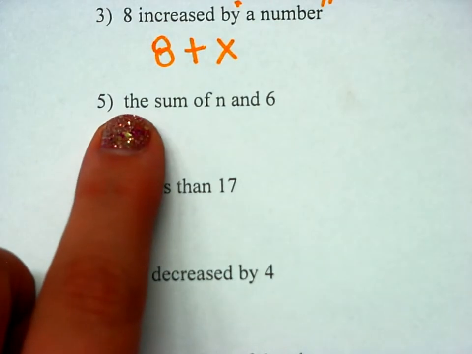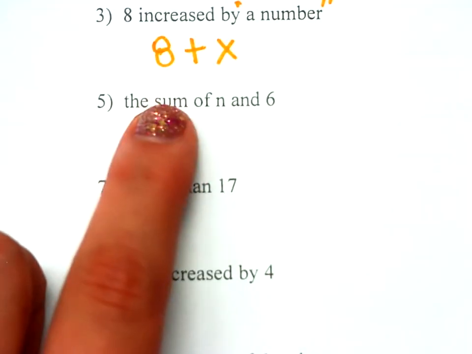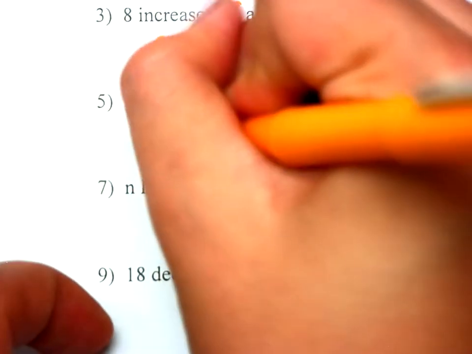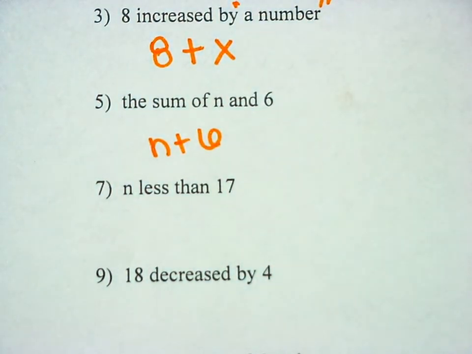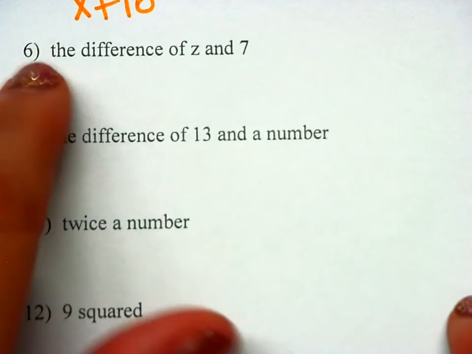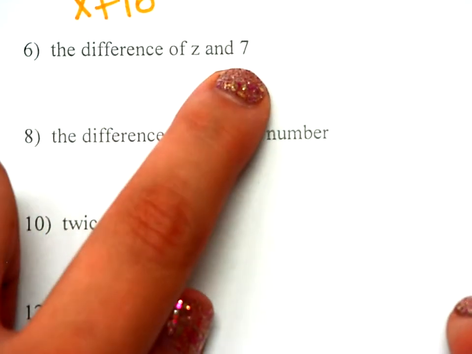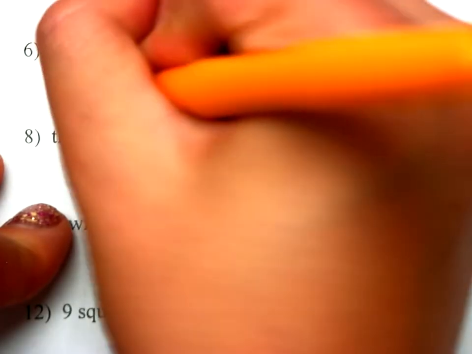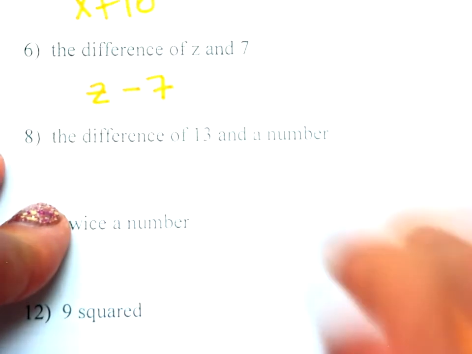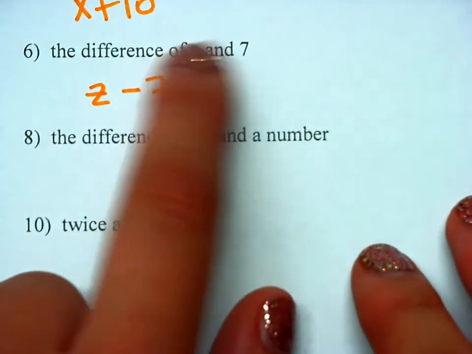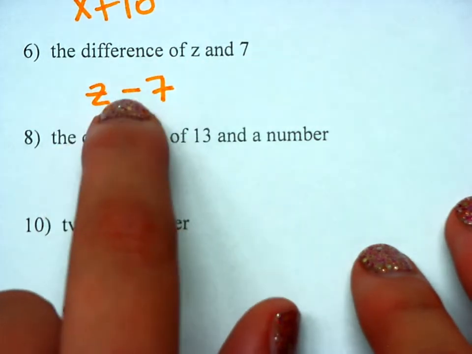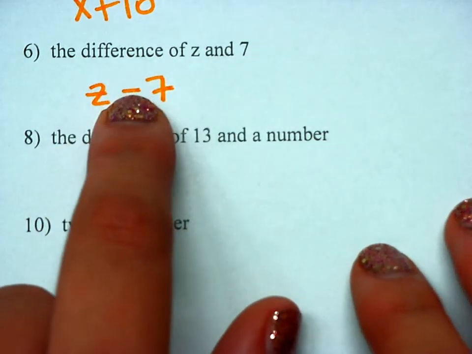All right, and last one in this section, the sum of n and 6. Remember, sum tells me to add, so n plus 6, that's a sum. All right. Moving on, now we got a problem with difference. The difference of z and 7. So I'm going to take z and subtract 7. So notice this is not a switch phrase. I wrote the values in the order that they were in the sentence, so they stayed the same. I just put subtraction in between them.